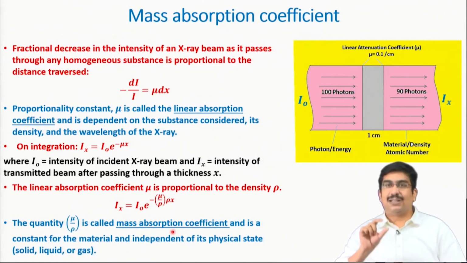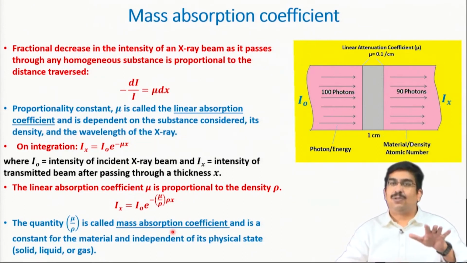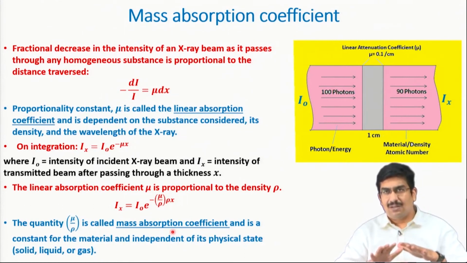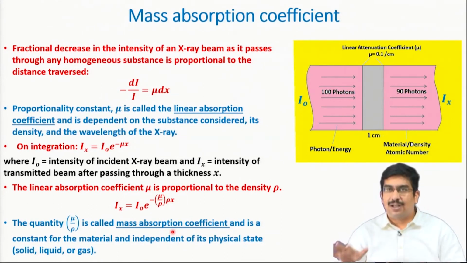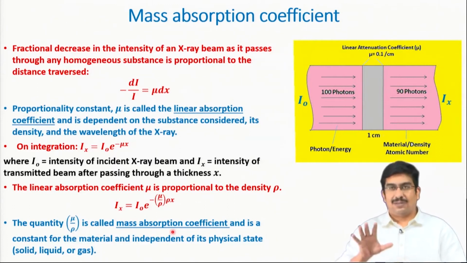That means if the density changes, the linear absorption coefficient will change accordingly, and together it will make this mu by rho constant irrespective of the physical state. We know the density changes, right? Between water as a liquid and water as a solid, ice, there is a change in density. Ice is much lighter than water, and that is why it floats over the water. So that we all know. So, the density changes, accordingly the linear absorption coefficient changes, and that makes the mass absorption coefficient constant.